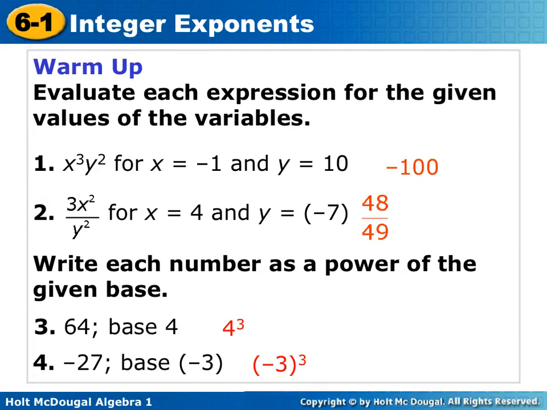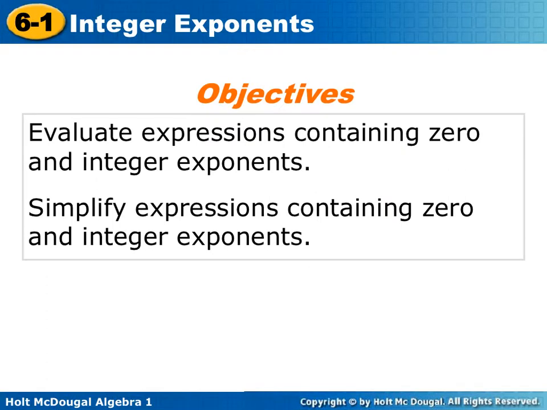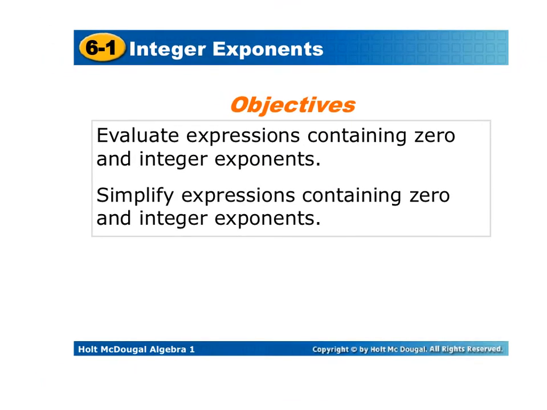Okay, again, when you have a base, that's going to be the big number, and then the exponent would be the little number, and then the answer would be what 4 times 4 times 4 is, and that's 64. But we're going to cover this. Okay, so we're going to be evaluating expressions that are going to have either a 0 exponent or an integer exponent. And then we'll also simplify the exponents also.